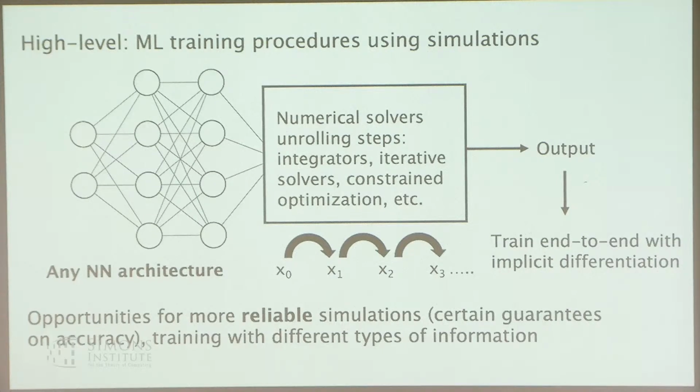But there's lots of other things you could do. When we solve constrained optimization problems, you could use some type of iterative solver. And the key point here is training everything end-to-end with implicit differentiation is the magic to making this work, because now it doesn't matter how we got to the end. It just matters that we got to some point and we can then implicitly differentiate that so that we don't have to actually backpropagate through all of the unrolling steps that we did to get there. And so I think this potentially has opportunities for much more reliable simulations because you're getting slightly better guarantees that come automatically from numerical solvers. And you could also train with different types of information than purely some of the supervised objectives.